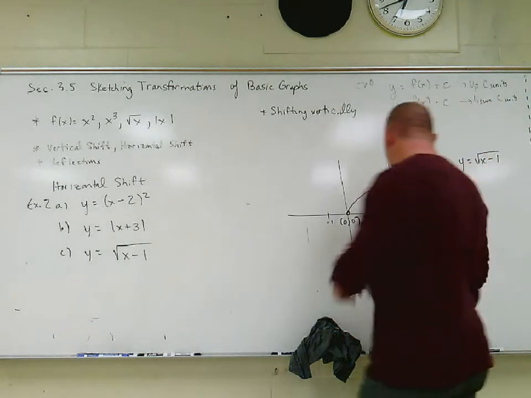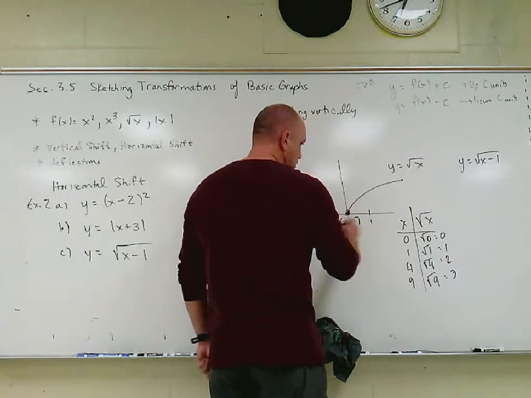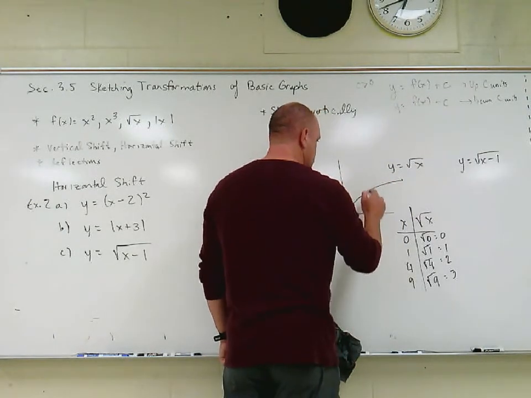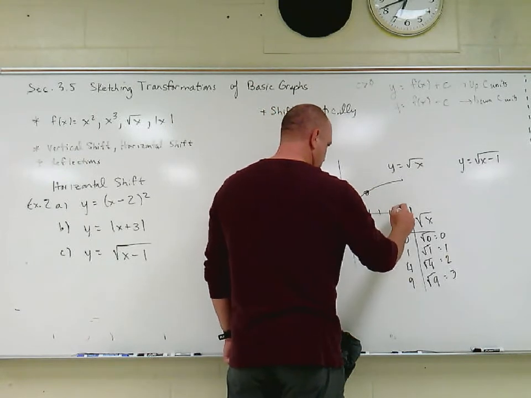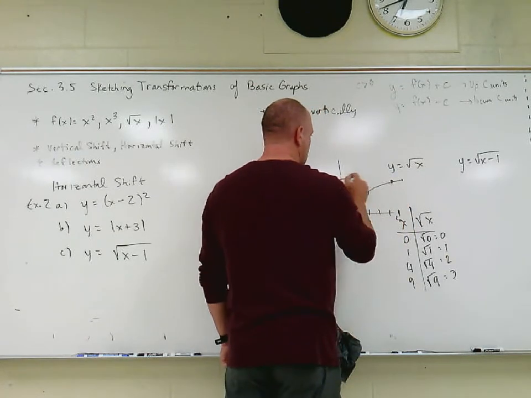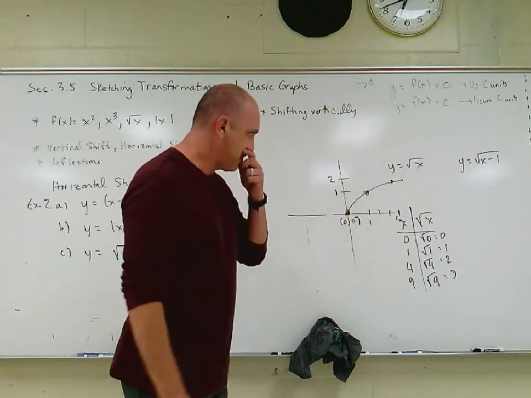So this graph has the point 0, 0, I'm just doing this one. This one has the point 1, 1, 4, 4, 2, and so on. All right, you see those? Okay.